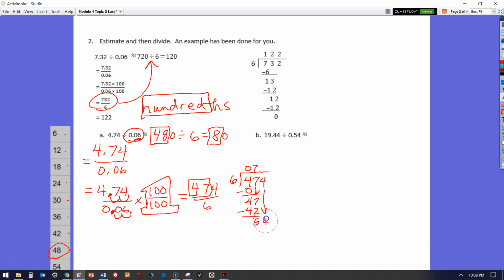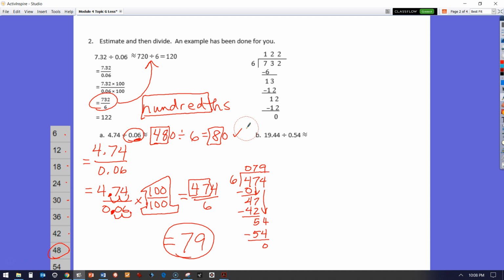Bring down my 4, and I get 1, 2, 3, 4, 5, 6, 7, 8, 9. So my answer is 79. And 79 is around 80. That checks out. Our estimate was very accurate.